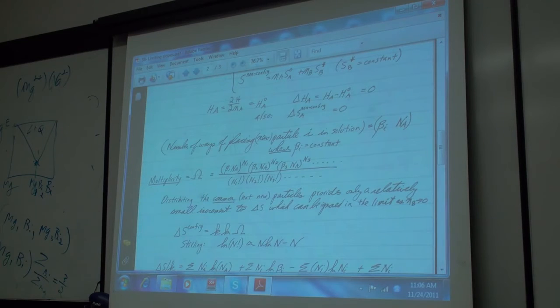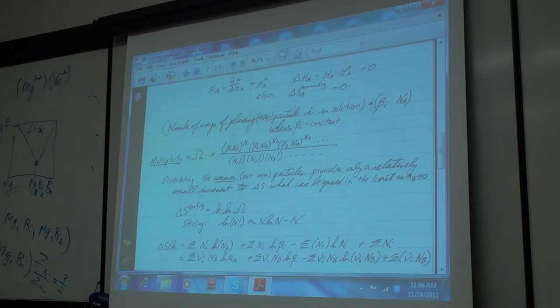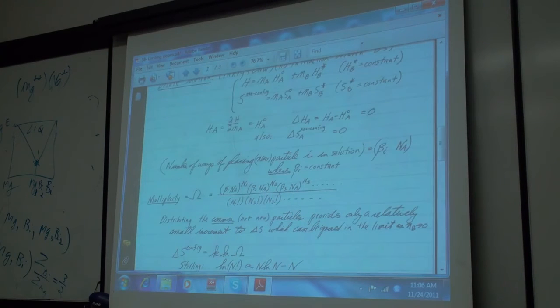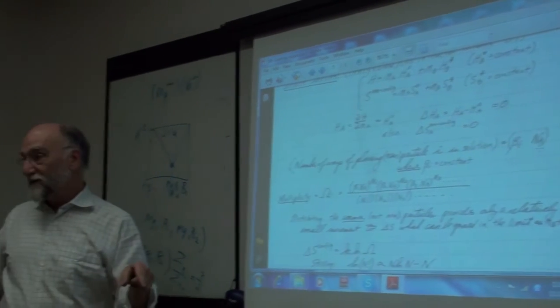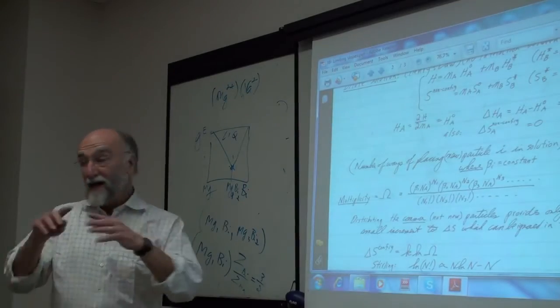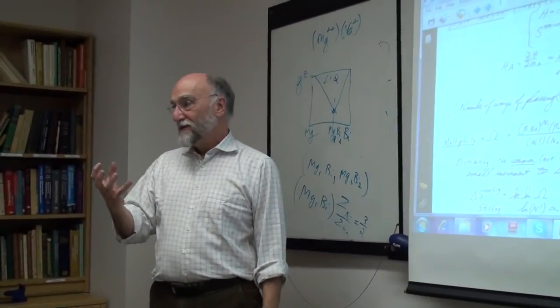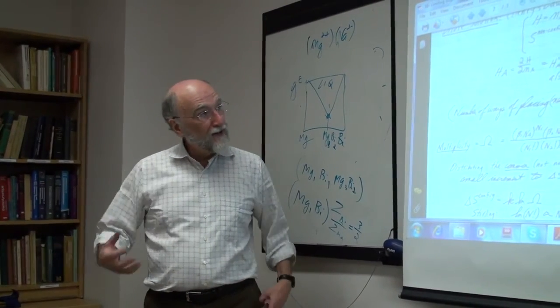The multiplicity, we're going to use the configurational entropy as k log Ω, Boltzmann's equation. The multiplicity is simply the number of ways of placing the new particle in the solution. A new particle in solution can be placed in β N_A ways, where N_A is the number of A particles. This is your solvent, so you have N_A lattice sites. You might have 6 N_A interstitial sites. You might have a second sublattice.